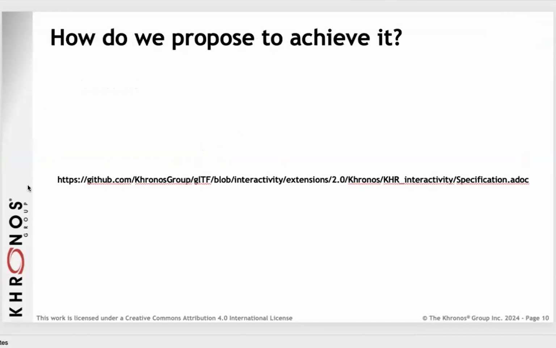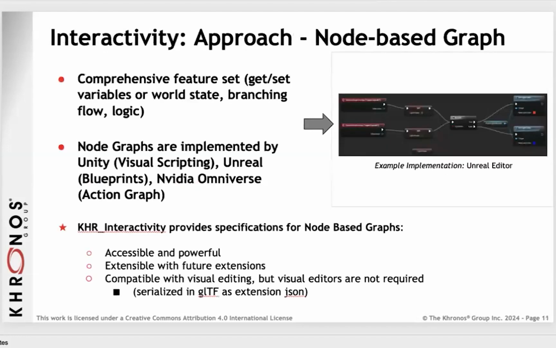All right. So this is a link to the spec. Anyone can read it. It's in pretty good shape. There may be a couple changes left on how we deal with extensibility of future extensions, but it's in pretty good shape. The approach that we're taking is a node graph approach. Node graphs are used in systems like Unity Visual Scripting, Unreal's Blueprints, and NVIDIA's Omniverse.